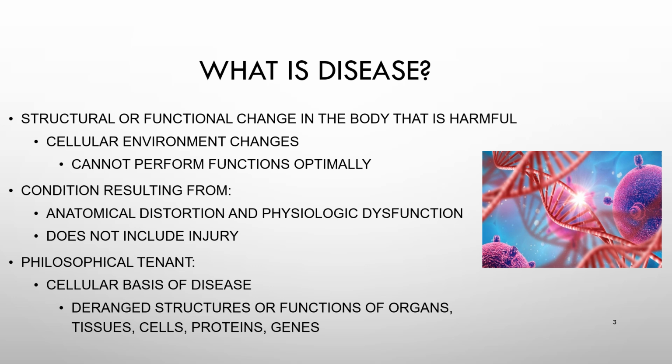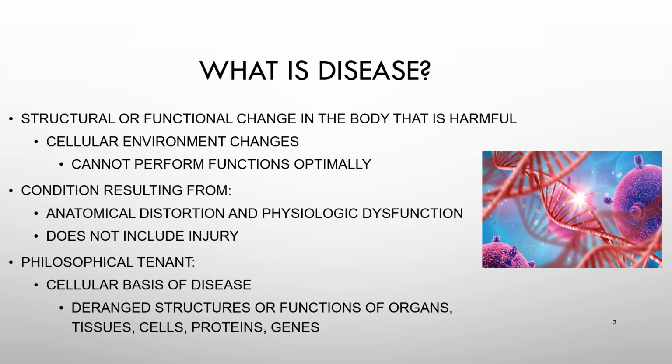So before we go any further, we need to answer what sounds like a simple question, but obviously is not. What is disease? In pathology, disease is defined as a structural or functional change in the body that is harmful. That's important because it immediately tells us we're not just talking about symptoms, we're talking about underlying changes. At the cellular level, disease often begins when the cellular environment changes. When cells can no longer perform their normal functions efficiently, or at all, we start to see consequences that scale up to tissues and organs.